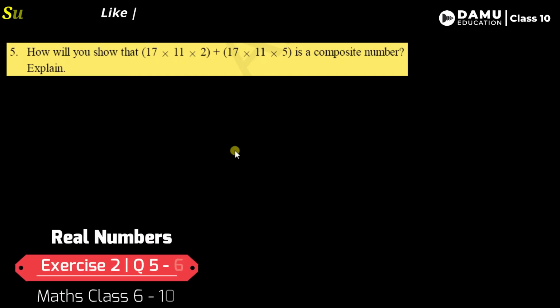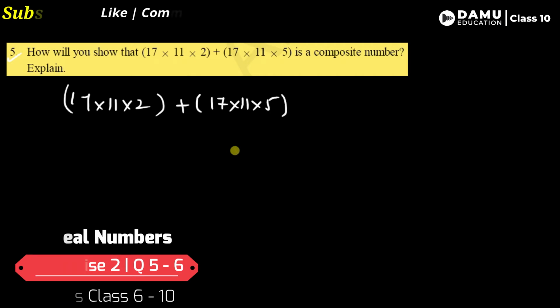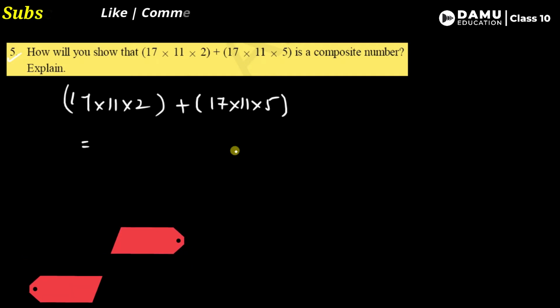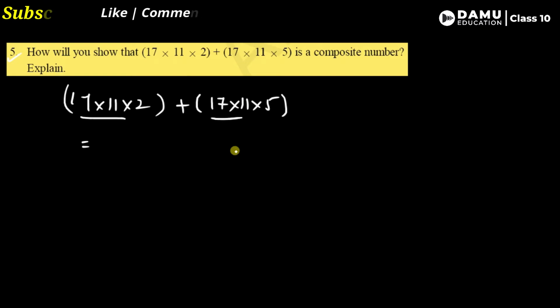So in this session, we are going to discuss our fifth question. How will you show that 17 into 11 into 2 plus 17 into 11 into 5 is a composite number? Explain. As we told in a previous question, we can take 17 into 11 common in both the terms. 17 into 11 is common, and 2 plus 5 will be equal to 7.